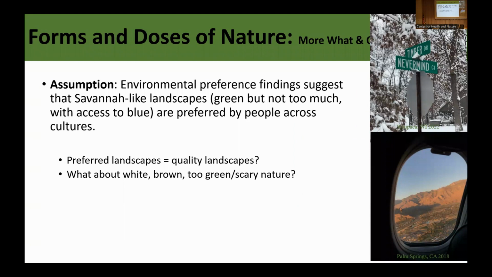Okay, and then forms and doses. This is really the quality question. So the assumption is that environmental preference findings suggest that savanna-like landscapes, green but not too much, with some access to blue, are preferred by people across cultures. I think this is really interesting research, and I think that we may need to lean more on this research when we're thinking about quality. Perhaps, I don't know for sure. So my question is, do preferred landscapes equal quality landscapes? Maybe. I have questions about white, brown, too green or scary nature. Where does that fit in?